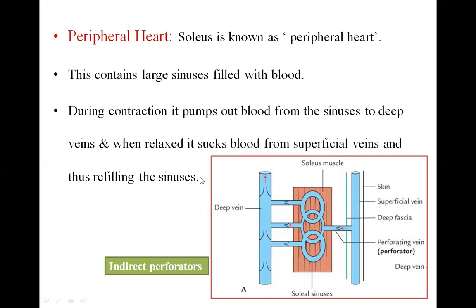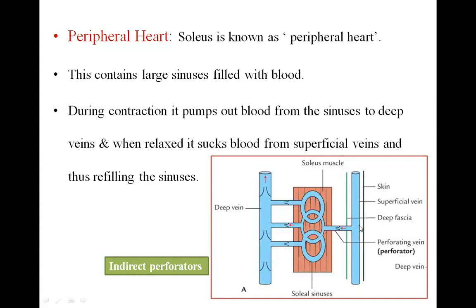sinuses occurs. So naturally, when the soleus muscle will contract, it will push the blood from the sinuses into the deep veins. And when the soleus muscle is relaxing, that time the blood is sucked from the superficial veins into the sinuses. So naturally, it acts as an indirect perforator.